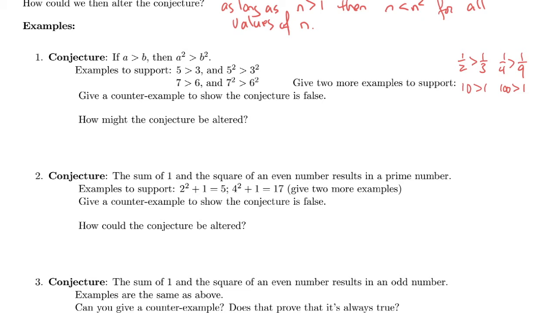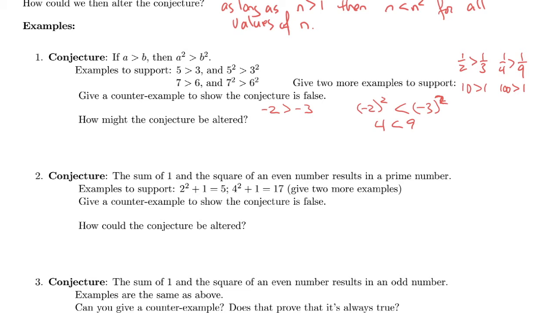But let's take a quick look at a counterexample. What if a is -2, and I know that -2 is larger than -3, but -2 squared is actually less than -3 squared, because we get 4, and 4 is less than 9. So it breaks down there. Then we look back and say, okay, but we've got a bunch of examples here.